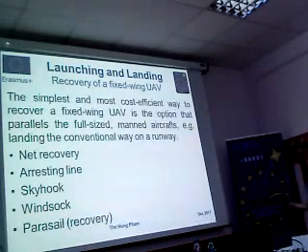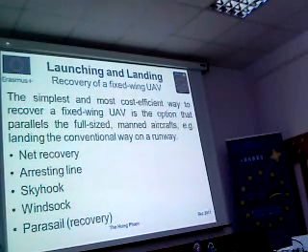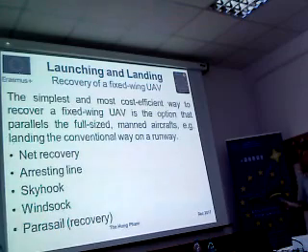Okay, so now the next one is landing, or we can call it recovery for fixed wing UAVs. The simplest and most cost efficient way to recover a fixed wing UAV is the option that parallels full size manned aircraft. For example, we have the conventional landing on the runway. And we have other solutions: net recovery, arresting lines, skyhook, wind shock, and parasail.